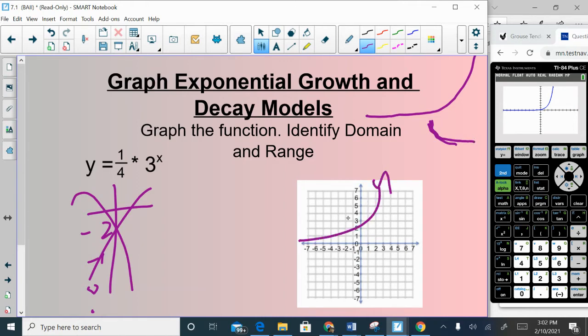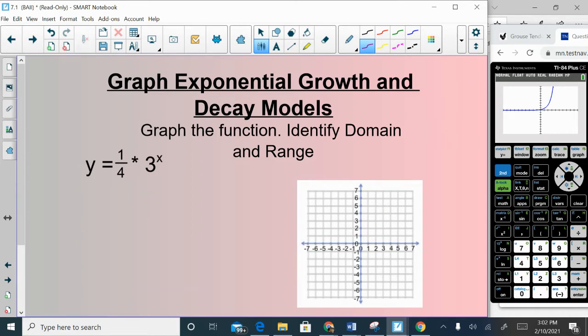Don't you dare do something like this and call it good. You're not going to get the points for that. Instead, push second, and then table, and get the points from here. -2 is very low, 0.02, so right about there maybe. -1 and roughly 0.1, a little bit higher. 0, 0.25, 1, 0.75, 2, 2.25, and 3, 6.75. That's way up here. I can connect that, and it looks like this.